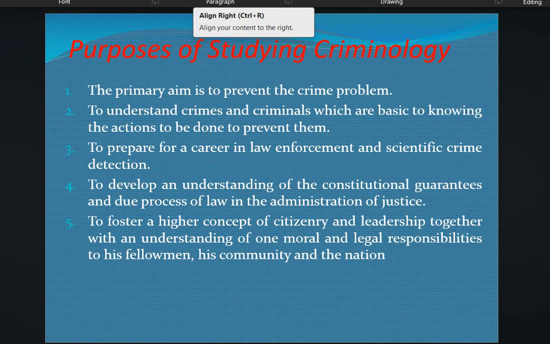Number 5, to foster a higher concept of citizenry and leadership together with an understanding of one moral and legal responsibilities to his fellow men, his community, and the nation. Okay, so again, responsibilities, hindi porket nakasuot ka na ng uniform, you are above the community. Always remember that we are, or you are studying criminology and you are a future public servant. Okay, you are serving the community, you are serving the people, you are not high and above the people.